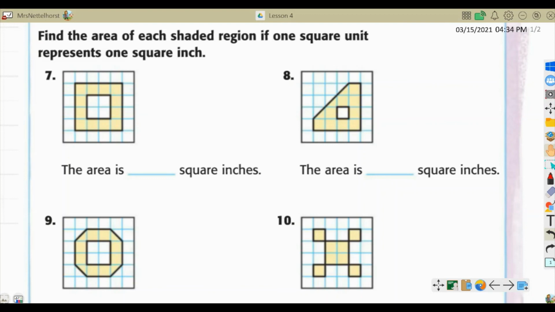Okay, so number 7, we're going to count our whole units. This one's easy. There are no half units. So I'm just going to make a mark in each one so I don't double count. Remember, it says find the area of each shaded region if 1 square unit represents 1 square inch. So we have our marching orders for our measurement. But they've already labeled it for us, so it's not that big of a deal. So we're going to count our whole units. 1, 2, 3, 4, 5, 6, 7, 8, 9, 10, 11, 12. Okay? 12 square inches. There's really no math to show on this one because there are no half units.